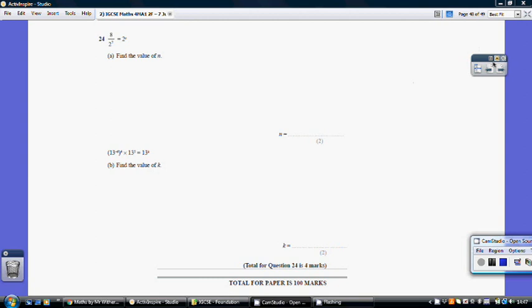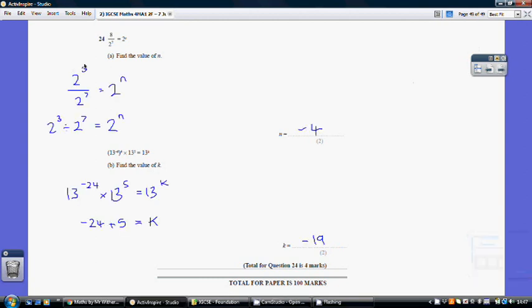Question 24. So to do this, I need to make the big number consistent throughout. So I've got a 2 here, a 2 here. I really need to adjust this 8 to being 2 to the power of something. Now 8 is 2 to the power of 3. So once I've got this far, this is fairly straightforward.